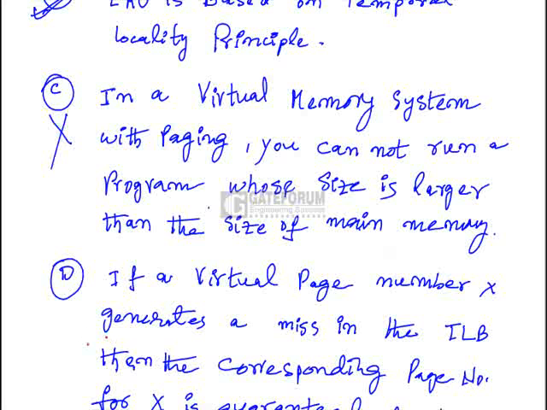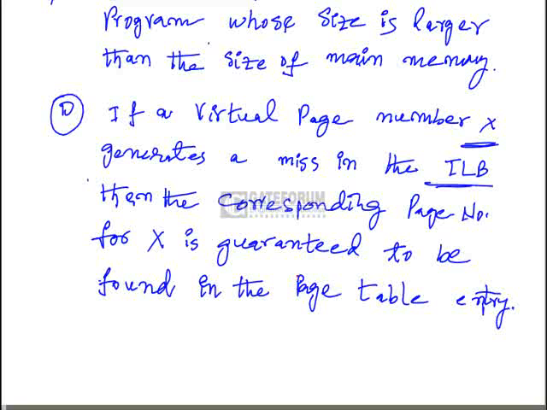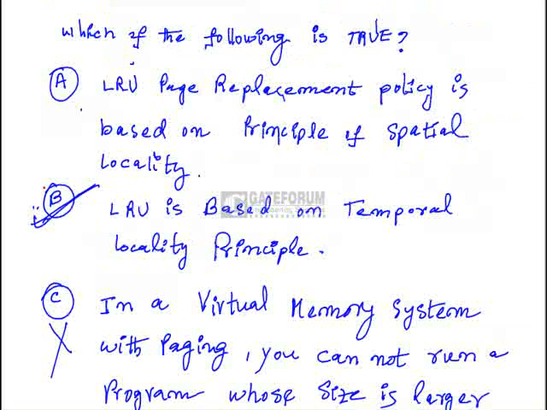Option D, in a virtual memory system, if the virtual page number X generates a miss in the TLB, for example there is no entry in the translation lookaside buffer, usually we search in the page table. That page number need not always be found in the page table, because sometimes all the entries of the pages may not be there in the page table. Some references may be valid references, some may be invalid references. That's why option D is also wrong. So option B is the correct option here.